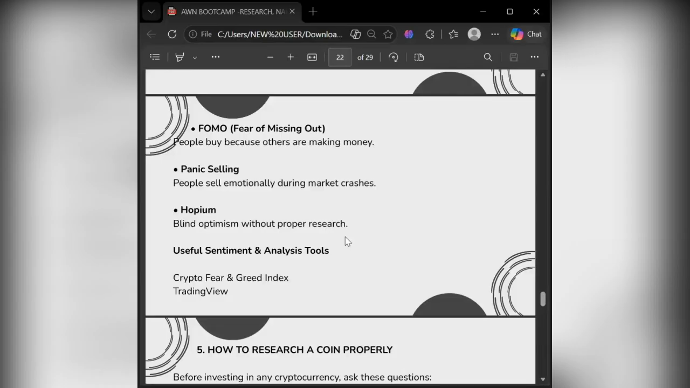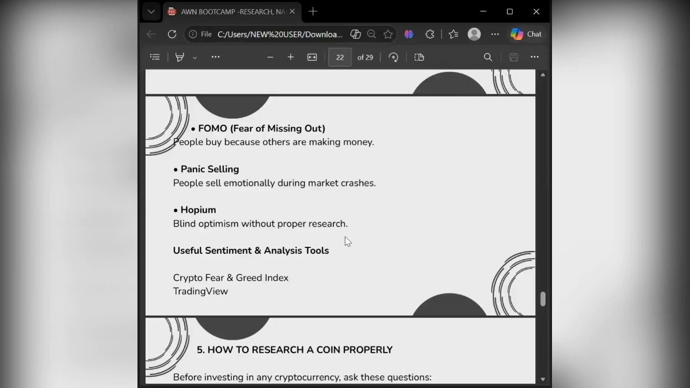People sell emotionally during market crashes. I think I've explained that before. When the market starts dumping and you start seeing your money going down and you don't want to lose completely, you just have to sell off, man. Just have to sell off.